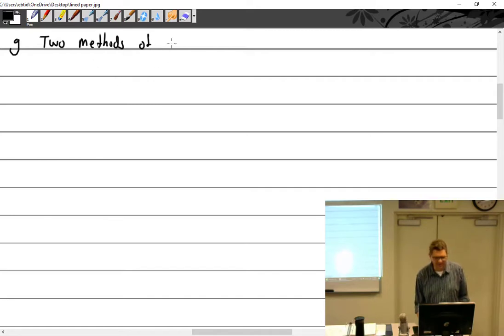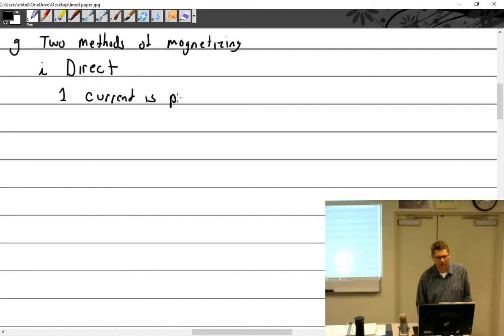Two methods of magnetizing. What are those two methods? Current. Coil shunting. Direct. Direct, which is where current is passed directly through the part. If I'm using a Magnaflux magnetic particle bench, that would be called a head shot.